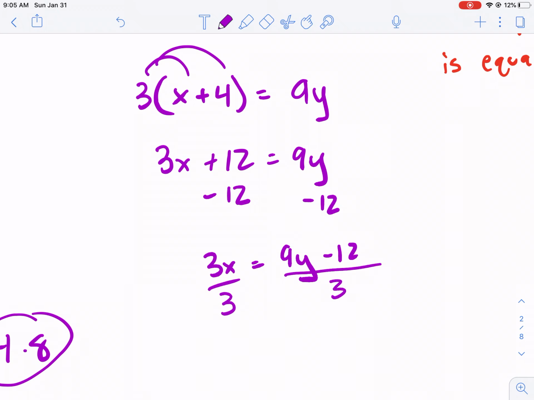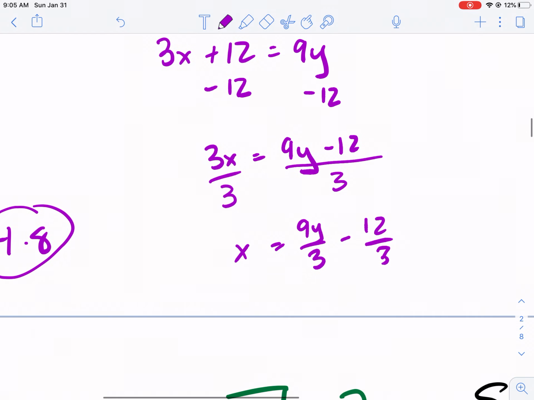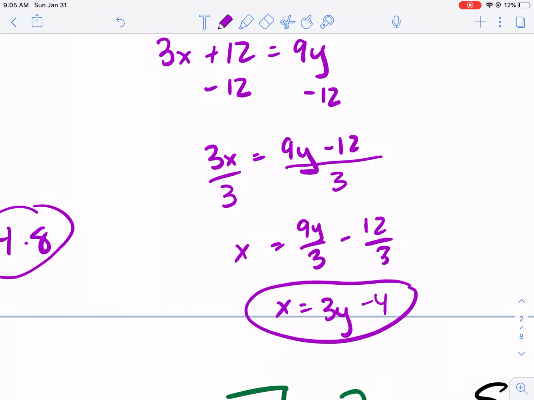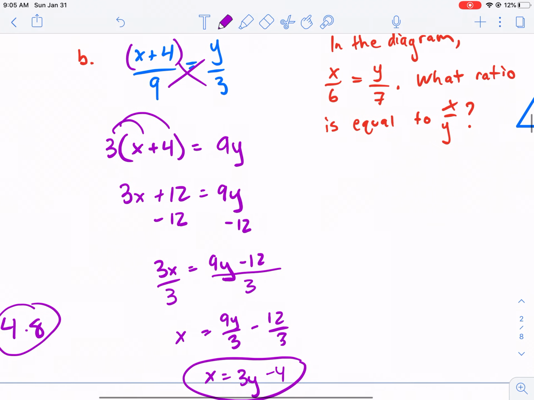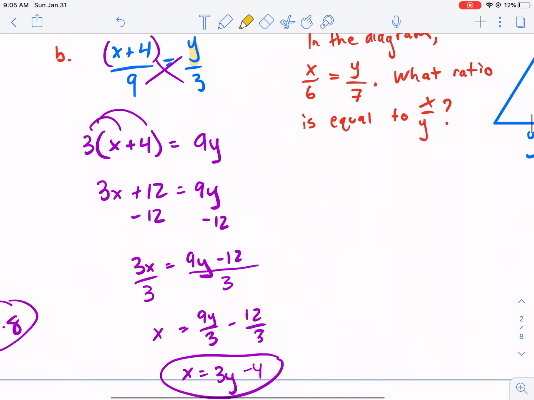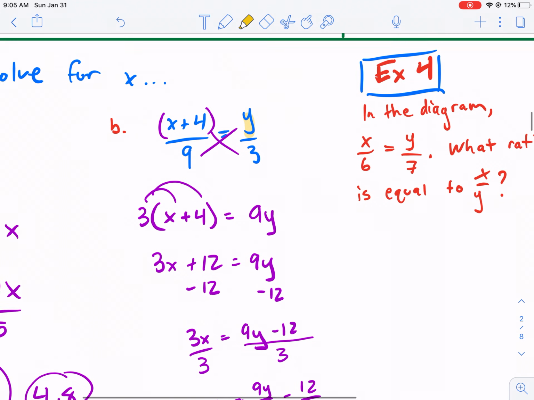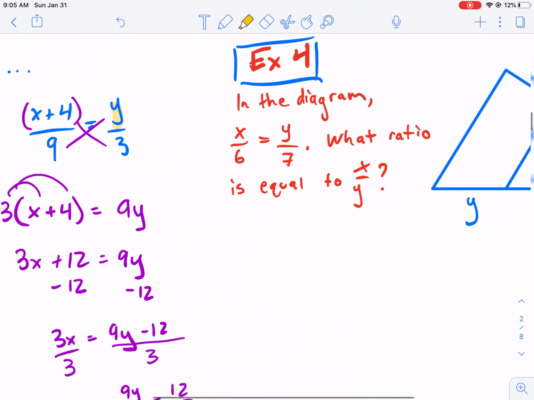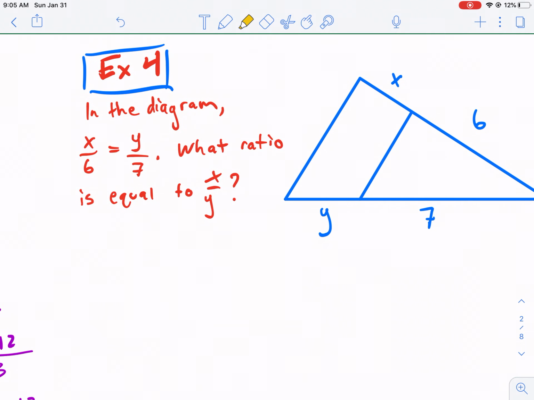And when we divide by 3, really what we need to do is 9y divided by 3 minus 12 over 3. You can divide 3 by both those terms. So you get x equals 3y minus 4. And that's your answer, okay? You're going to have it in terms of y because we only have one equation with two variables, so you're going to have one in terms of the other.